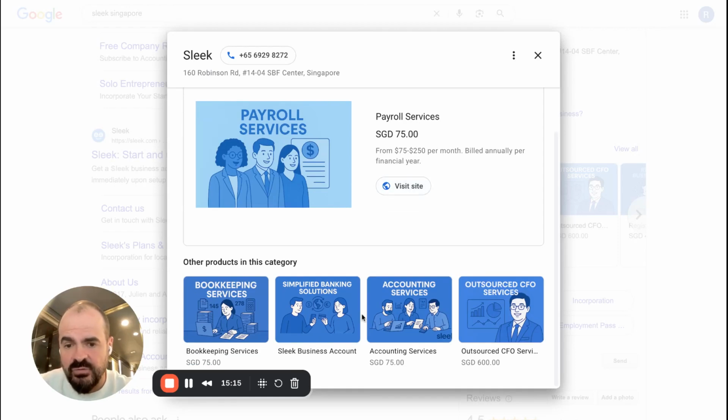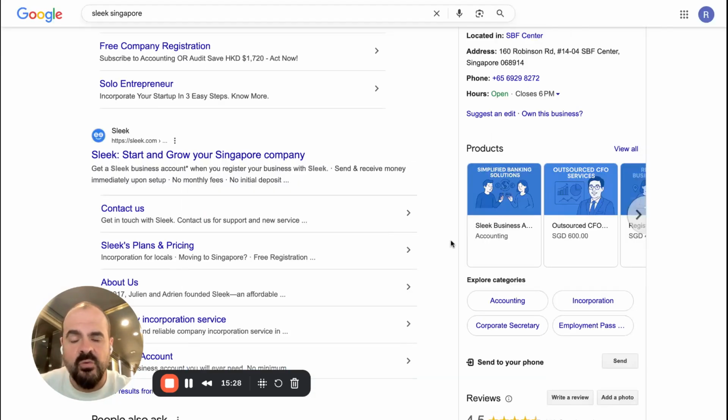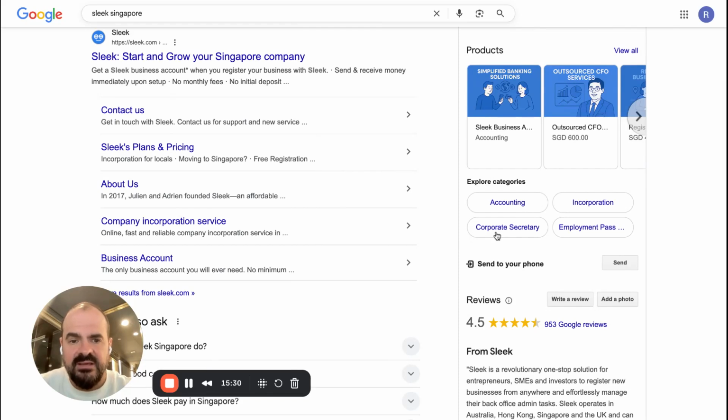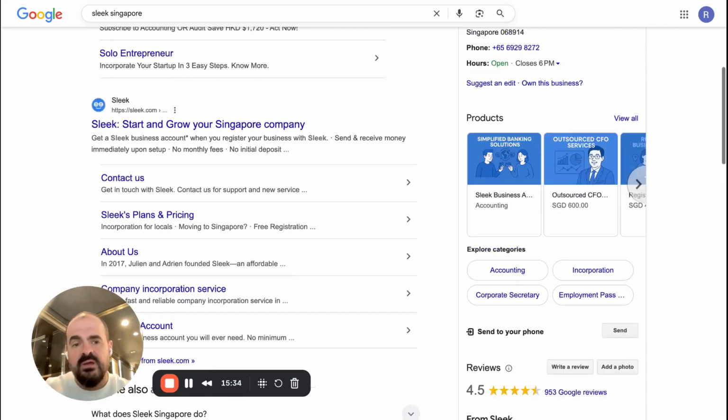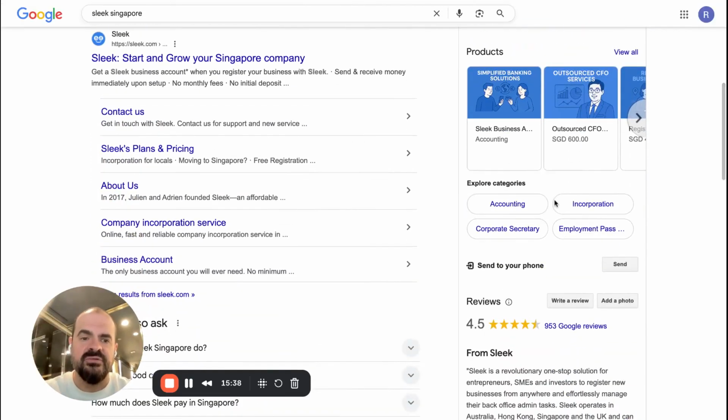So that's pretty cool. Same if you click here on bookkeeping, very same thing, and then boom, directly a link to the bookkeeping section of the website. So that's a very, very valuable way to give content. And then everything is related to categories, as I was saying before. First category here is accounting firm, and then the subcategories: accounting, incorporation, corporate secretary, employment pass, and work visa, something like that.